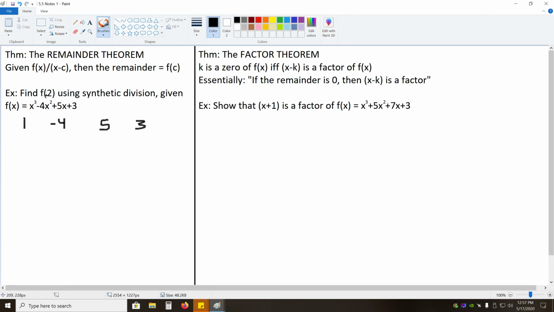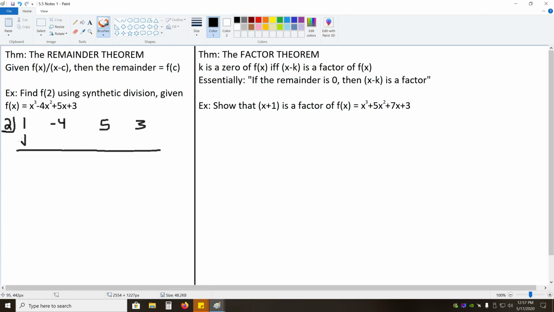And now to find f of 2, that 2 is essentially the value that goes to the left when we're doing synthetic division. It's similar to when we had something like x plus 3 is what we're dividing by, and we would solve for x and put that value off to the left. It's already done for us in these cases. So we're going to go through the synthetic division.